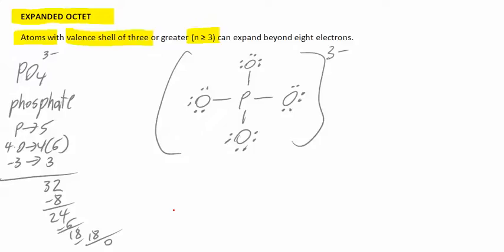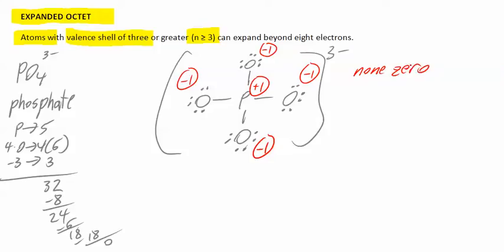But if you were to calculate the formal charges on each of these atoms, and for practice, I would encourage you to do that both for this structure and for the BeBr2 previously, each oxygen is -1. And the phosphorus is +1. Notice how 4 negatives and 1 positive give you your net -3 charge. None of these are 0. So this is not the best way to do it.